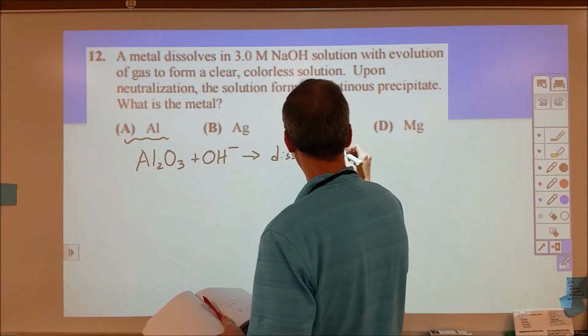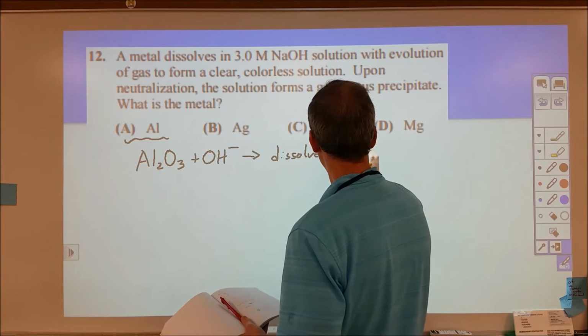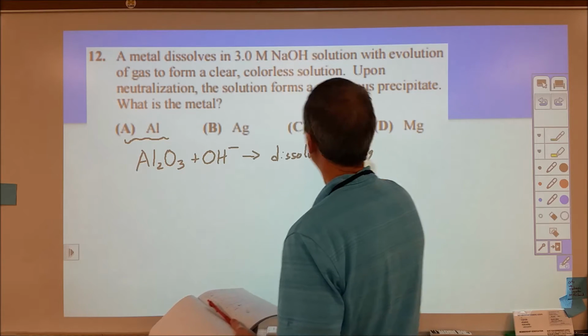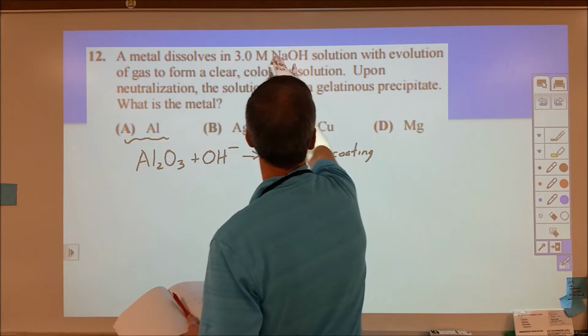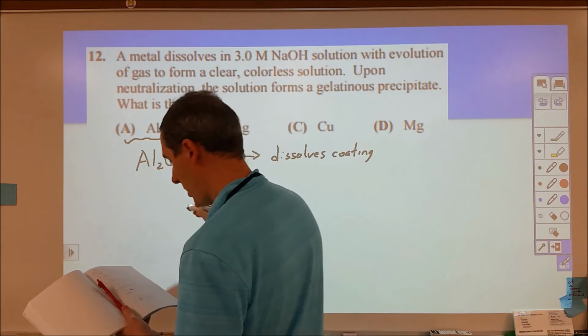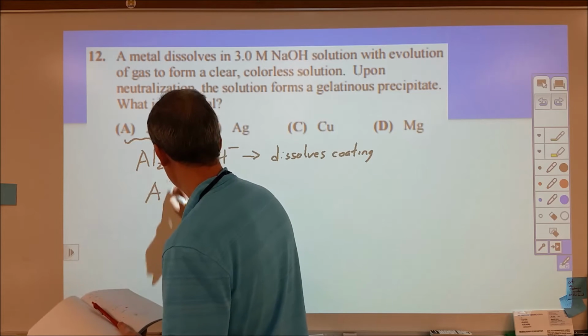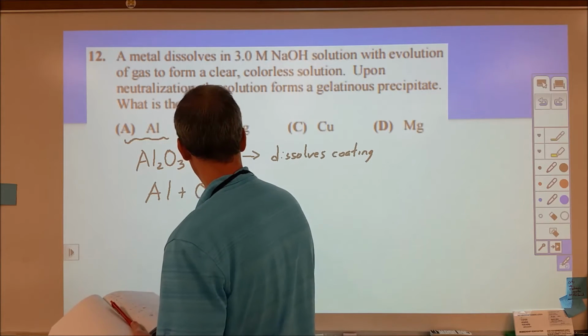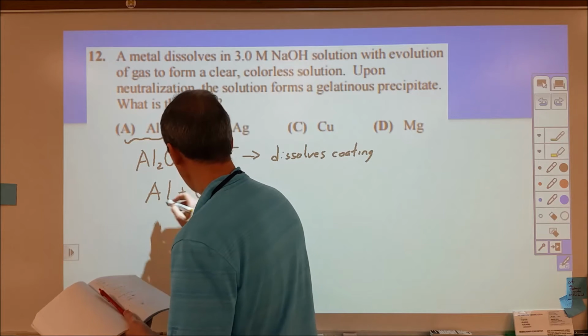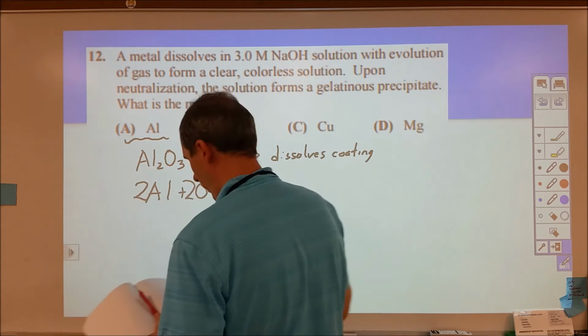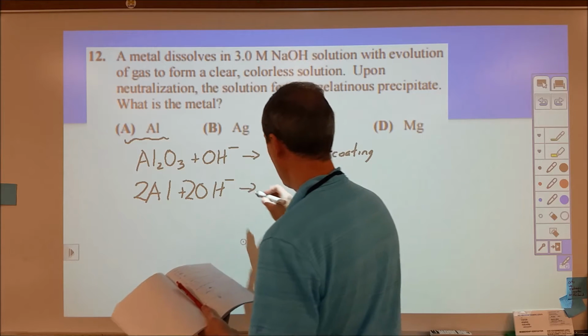So only in high pH will this work. And hence the term 3 molar, so we're looking at a concentrated solution. Then, after that, the aluminum is going to react with the hydroxide itself. And this is going to be a redox reaction when we form a complex ion.